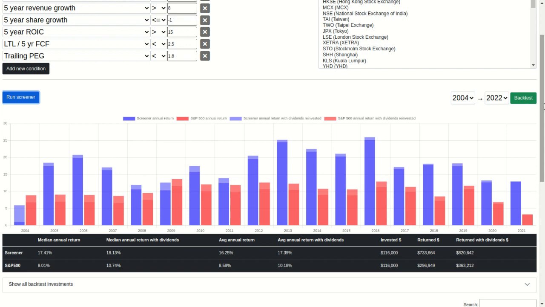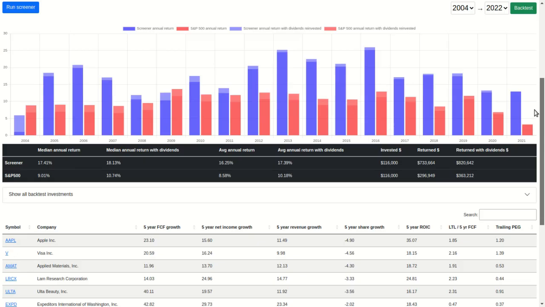So as you can see, with minor tweaking of numbers and changing the filtering condition to the trailing PEG, we actually increased our returns quite a bit. So the 8-pillar process only returned about the same as the S&P 500. However, with these new screener conditions, we actually beat the S&P 500 by about 70% over the last 18 years. And as you can see, our return from investing $116,000 during this 18-year period has been about 363,000 with the S&P 500 and 820,000 with our screener conditions, so more than doubled the return of the S&P 500.